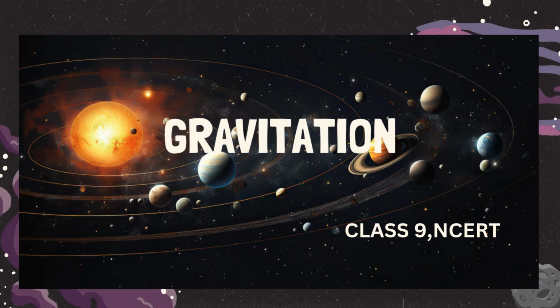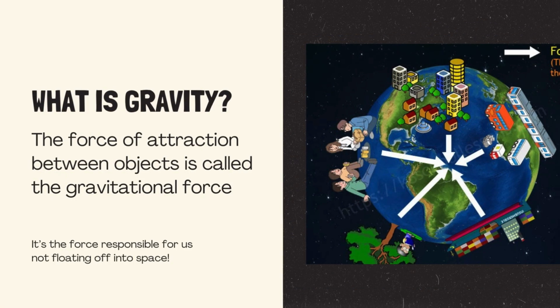Gravitation, Class 9 NCERT. First of all, let us discuss what gravity is. This is a force of attraction between objects. When we consider Earth as an object, it will attract all the objects towards its center. This is called the gravitational force of Earth. When there is no gravitational force on Earth, all the objects that are fixed on the surface of the Earth may float off into space.